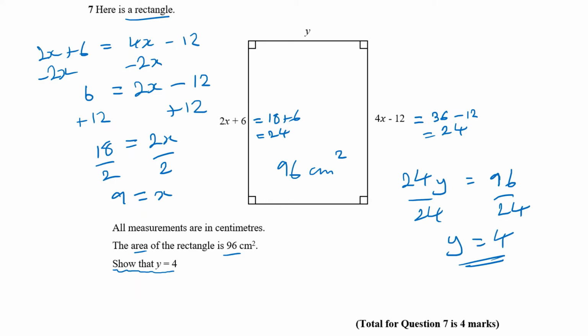Now you got 1 mark for correctly identifying that 2x plus 6 equals 4x subtract 12, 1 mark for getting x equals 9, 1 mark for getting the relationship between the side length y and 96 correct, and 1 mark for then identifying that y equals 4.